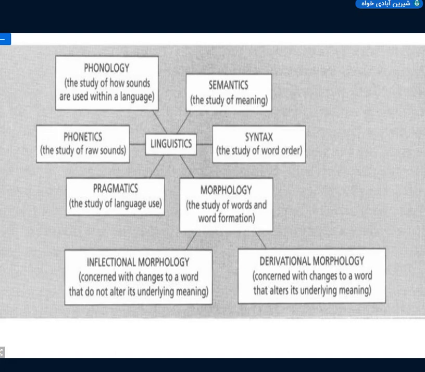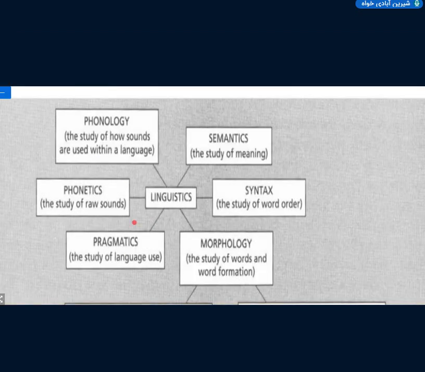You are familiar with this table because we covered it in the previous semester. You can have a look at it. Just give me a couple of minutes. Just study this section, please.